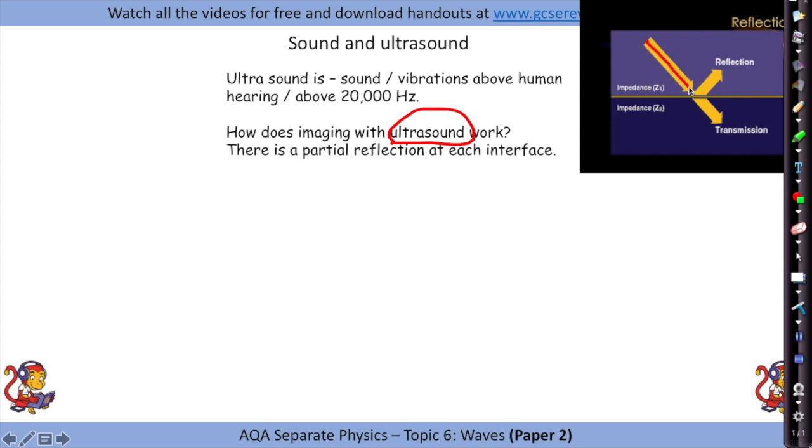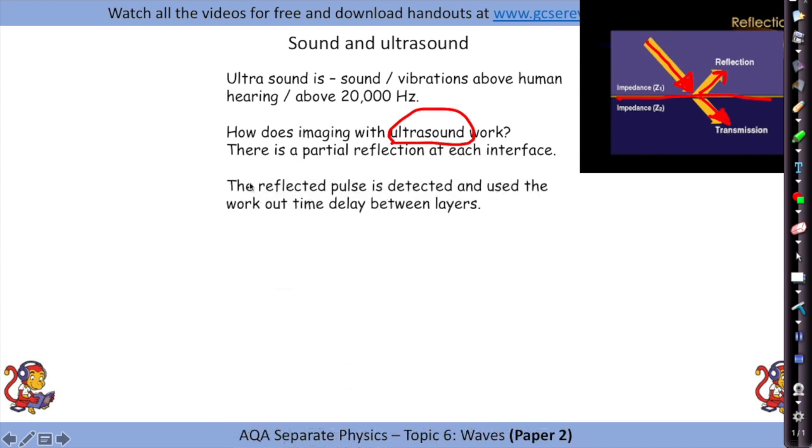You shine this ultrasound in. I say shine, really send it in, transmit it in. At every boundary, for example, between skin and bone or between skin and fat, there'll be a little bit of reflection and some transmission. So some passes through, a little bit gets reflected back each time. The reflected pulse is detected and used to work out the time delay between layers.